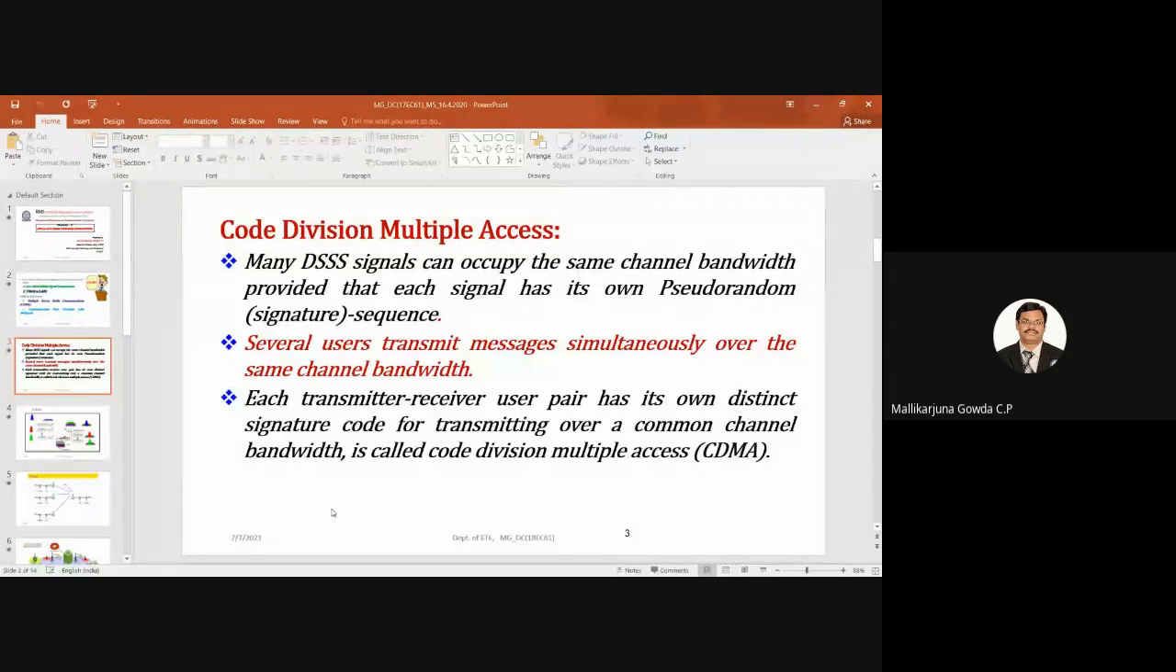Let us visualize pairs of people in a big party hall. They can talk at different tones, that is the frequencies. If they talk at a lower frequency, so that only those two in the pair can hear, then there will be no interference with the other people, right? That is one possibility. That is known as FDMA.